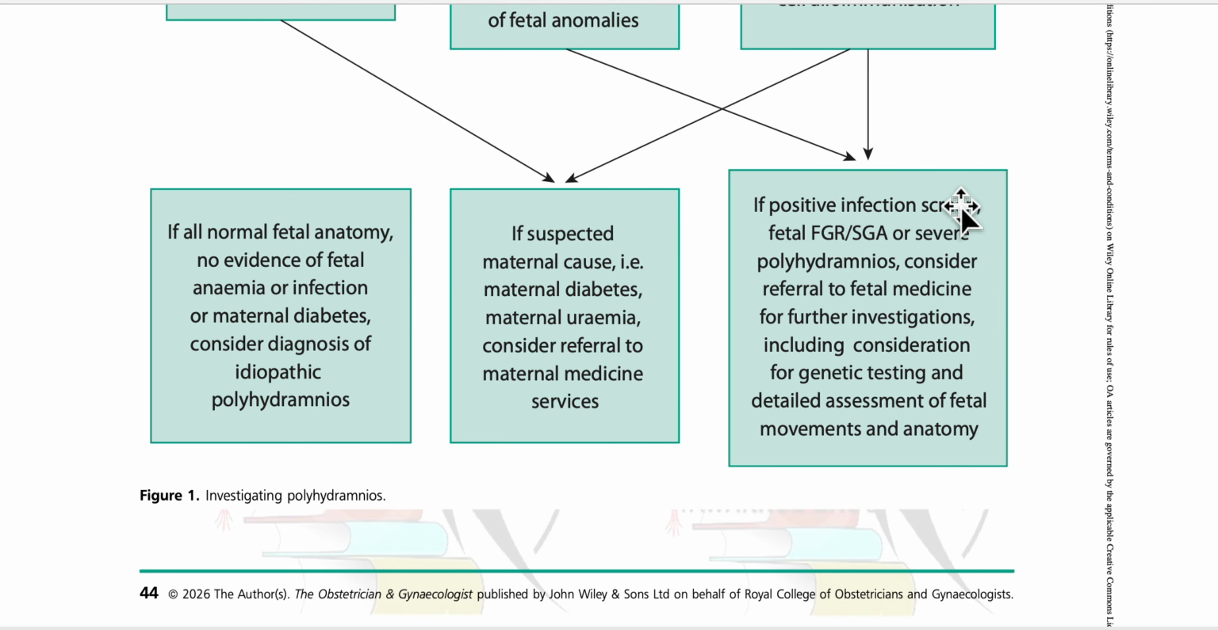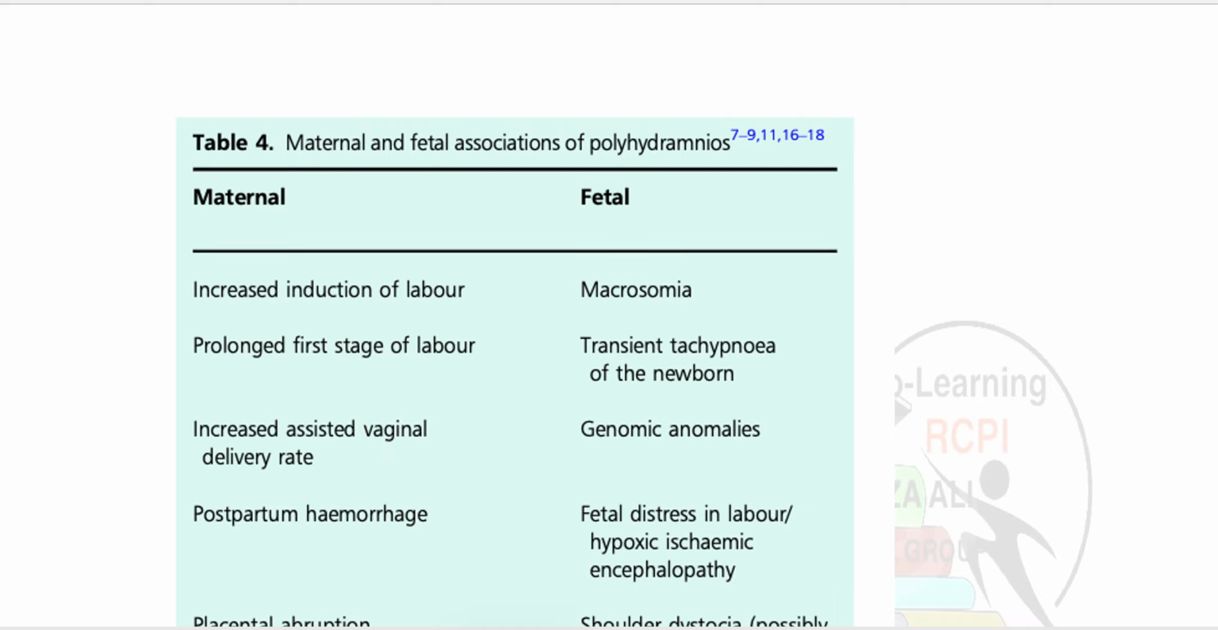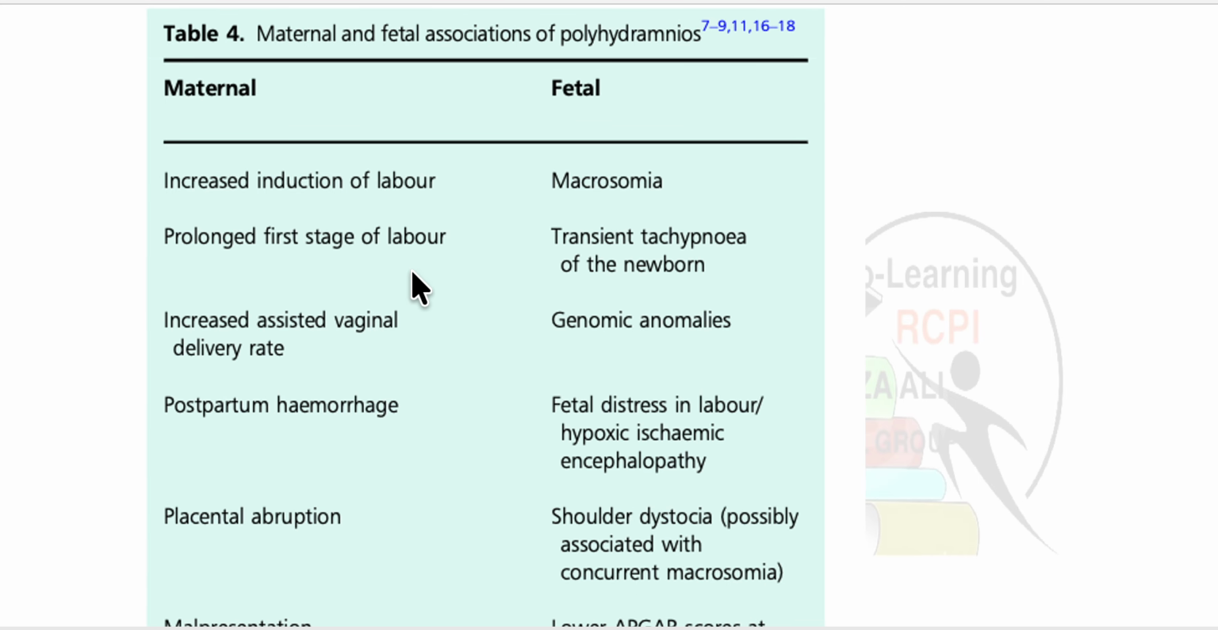Okay, so this is polyhydramnios, and now we will consider the maternal and fetal associations, the risks or any disease associated with it. There is increased induction of labor, and the baby will be macrosomic. With a prolonged first stage, the baby will have transient tachypnea of the newborn. So anything you would like to read, you can remember that way.